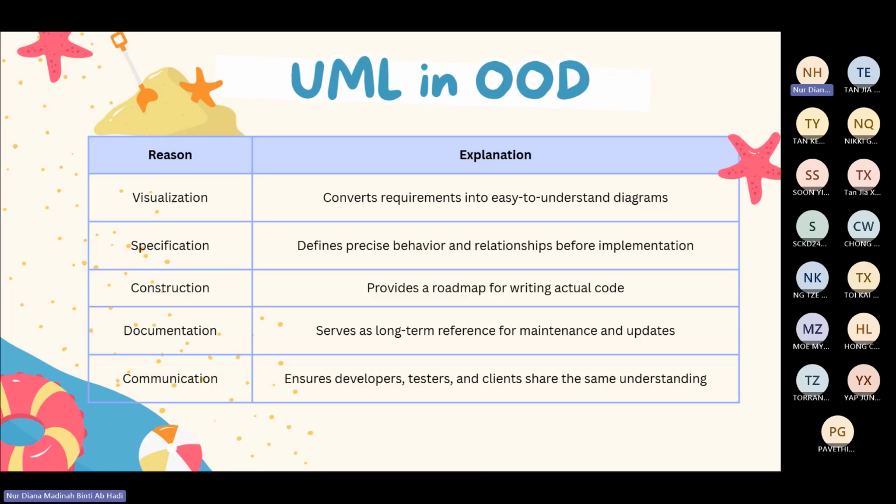Okay? Documentation: they serve as a long-term reference for maintenance and updates. And for communication, they will ensure the developer, tester, and client share the same understanding. It means that what the developer and client understand must be the same. How the tester tests, and what the client wants, the developer and the tester must be able to know. It's not that the client says A, the developer develops B, but the tester tests C.